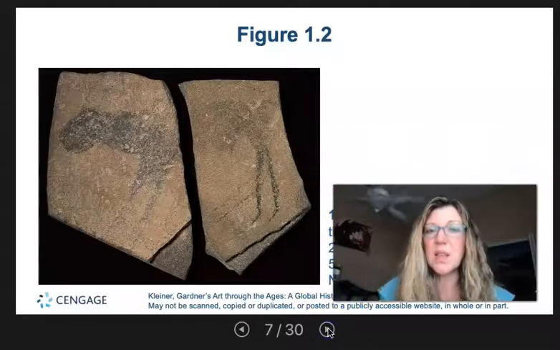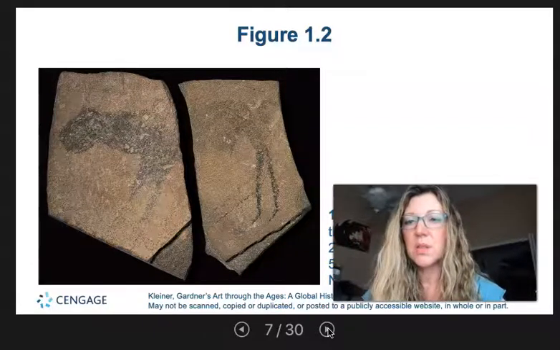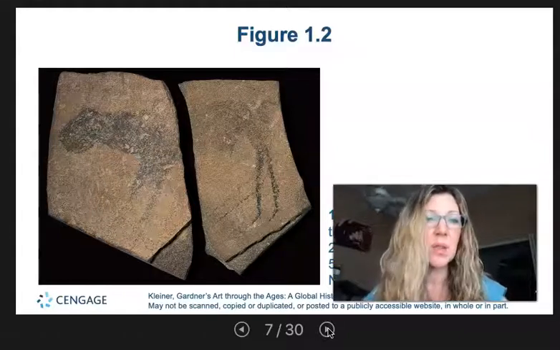Okay, and this example is twice as old as Lascaux. Notice that it is a silhouette and in profile view. It was discovered in Africa.